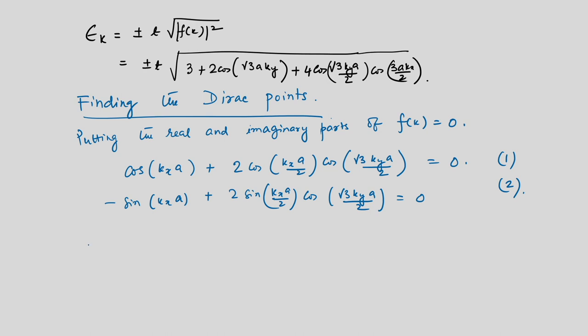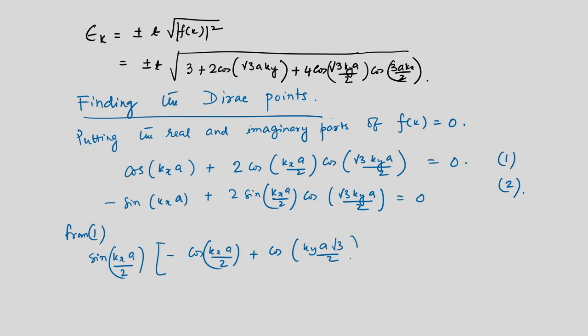And so if you manipulate the first one, then from 1 what you get is sin(kx a/2) [minus cos(kx a/2) + a cos(ky a√3/2)] equal to 0. So that's from 1 we get. From this, let's call this 3, we are left with two options in which a product of these two terms equals 0, which means either sin(kx a/2) is 0 or the bracketed square bracket is 0. Okay, and we'll see both of them separately.